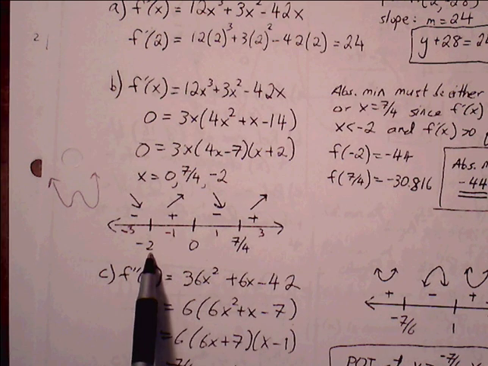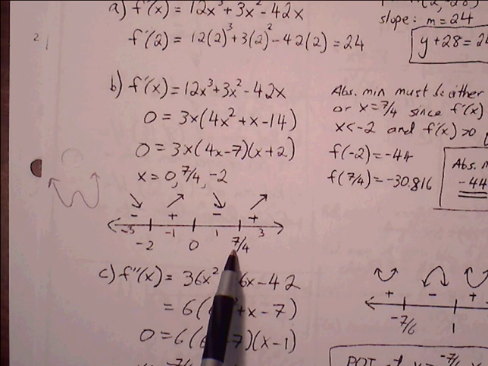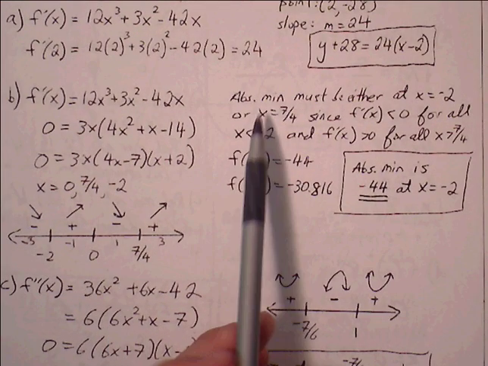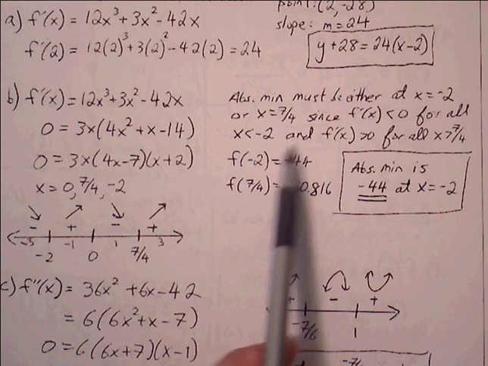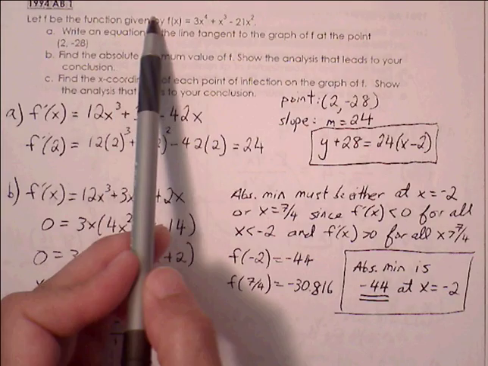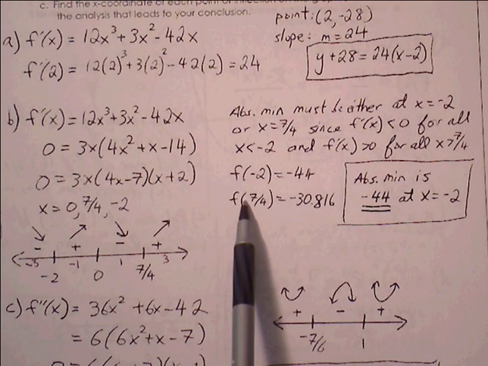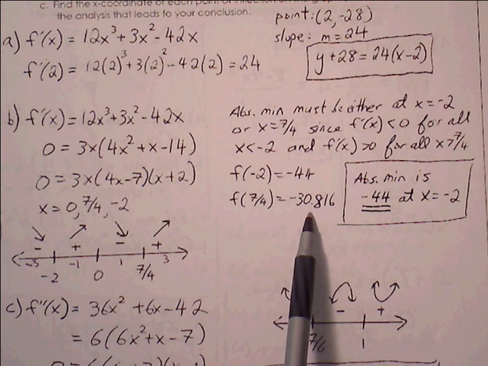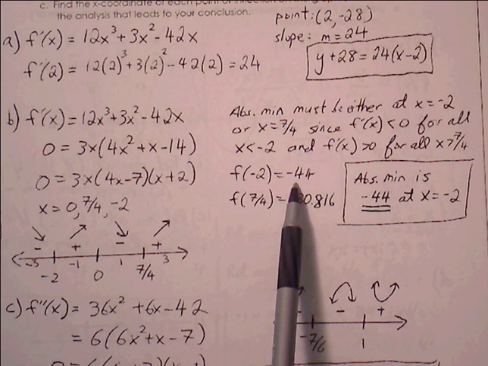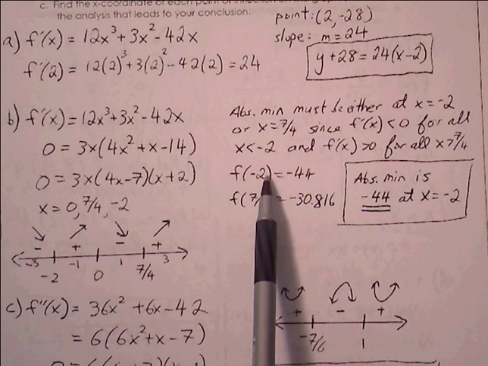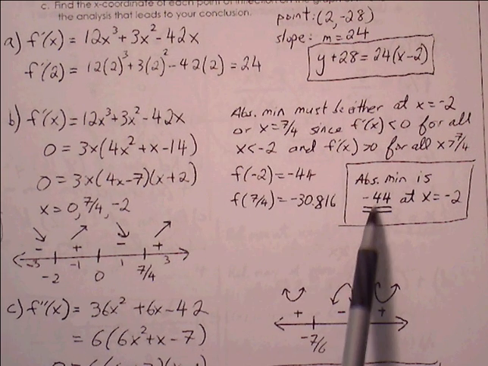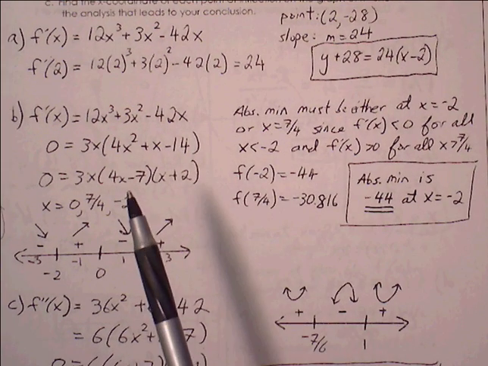So we can test -2 and 7/4, plug both of these x values back into the original function, and compare the y values. Whichever has the lower y value must be the absolute minimum. The original function is given in the problem here. I didn't show the work, but if we plug -2 in the calculator, we get -44. If we plug 7/4 into the original function, we get -30.816. Notice the lower of the two values is at -2, which is -44. So the absolute minimum is -44 at x equals -2.